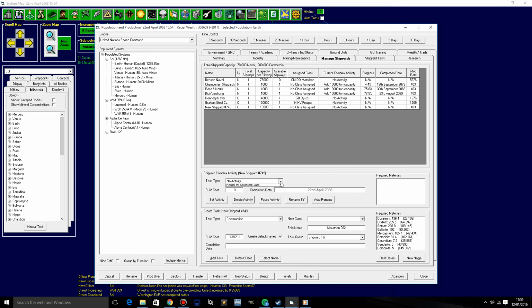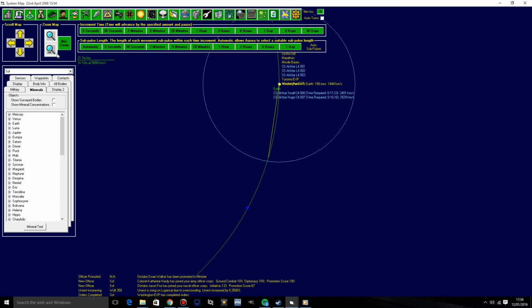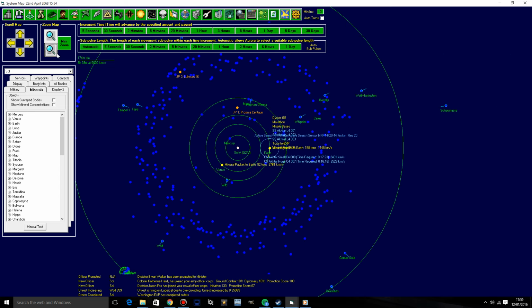Right, we have this over here that's just been finished. I'm going to rename this. Rename shipyard. I don't know. Auto-rename. Glover Generals. Okay. Right, just keep adding some capacity. We'll go to about 150,000 tons on these. Then that should be big enough in the future for pretty much everything that we're going to need.